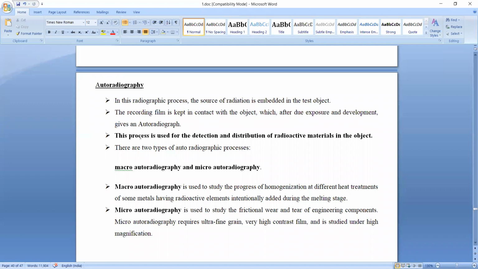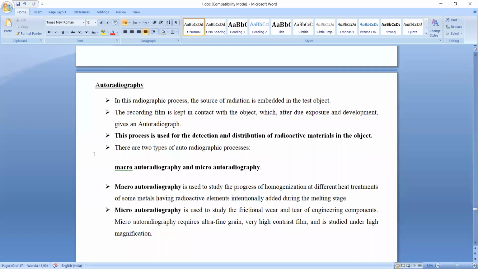Here we have two types of auto radiography process: macro and micro auto radiography. Macro auto radiography is used to study the homogenization at different heat treatments of some metals. Suppose the metal is undergoing a heat treatment process. Homogeneous means that at any point of the metal the properties are the same, and then it is called a homogeneous material.